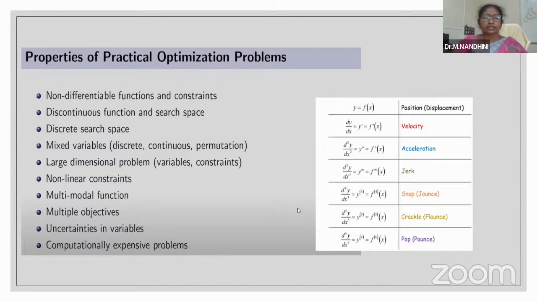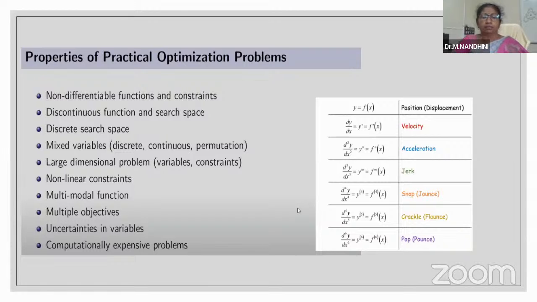Then discontinuous functions and the search space. If it is continuous, that is different, since you can easily search from one place to another. If it is discontinuous, then according to that problem you have to find out what type of optimization algorithm is suitable. Discrete search space and continuous search space are also available. Then there are mixed variables, different types of variables. In a problem you may have these three kinds of variables. Not only the number of constraints and variables, each variable has its own nature, its own type.